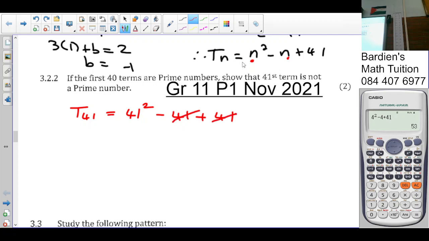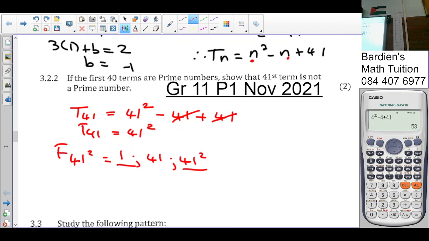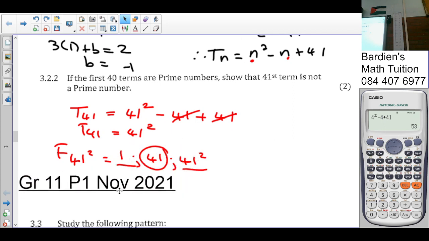So that cancels. So term 41 is 41 squared. Is this a prime number? No. What are the factors of 41 squared? It's 1, 41, and 41 squared. Can you see that? What's a prime number? A prime number only has two factors, 1 and itself. Since it has more than two factors, therefore it is not a prime number. In conclusion, we just write that out. The next question.